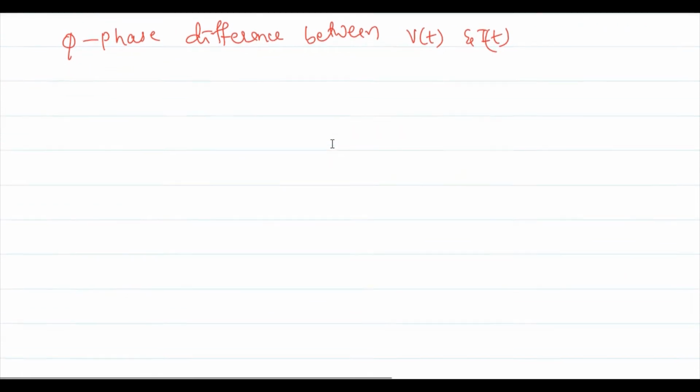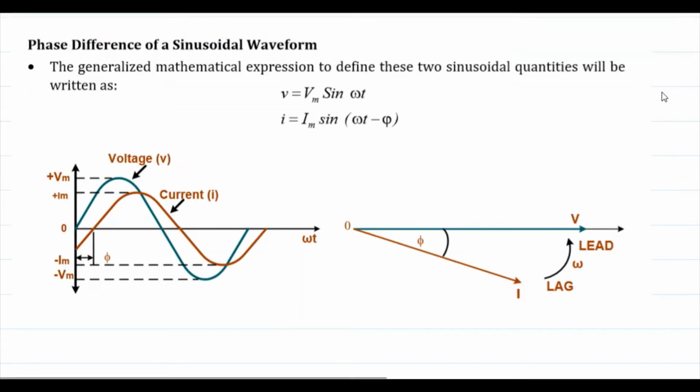Today, before beginning the different pure AC circuits, let me introduce the phase difference between two sinusoidal waves. We'll discuss that one and then move on to the next concept.